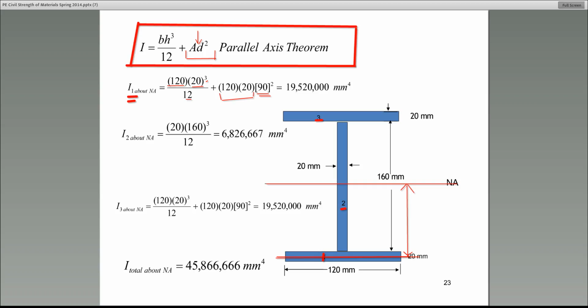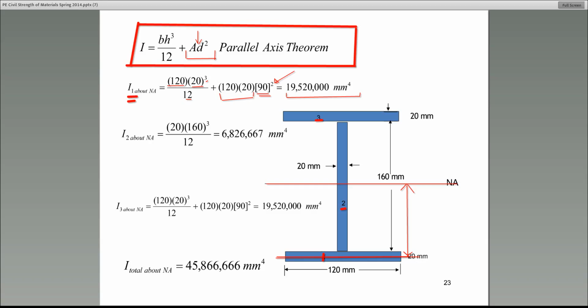The one thing that would be very important is please don't forget to square it. One of the distractors will be calculated by omitting that square. So please don't forget to square the value of 90. That's part of the equation. Anyway, you put all of that together, you get this very large number. It's a very large number because we're talking about millimeters here. Anyway, that's the moment of inertia of area 1.